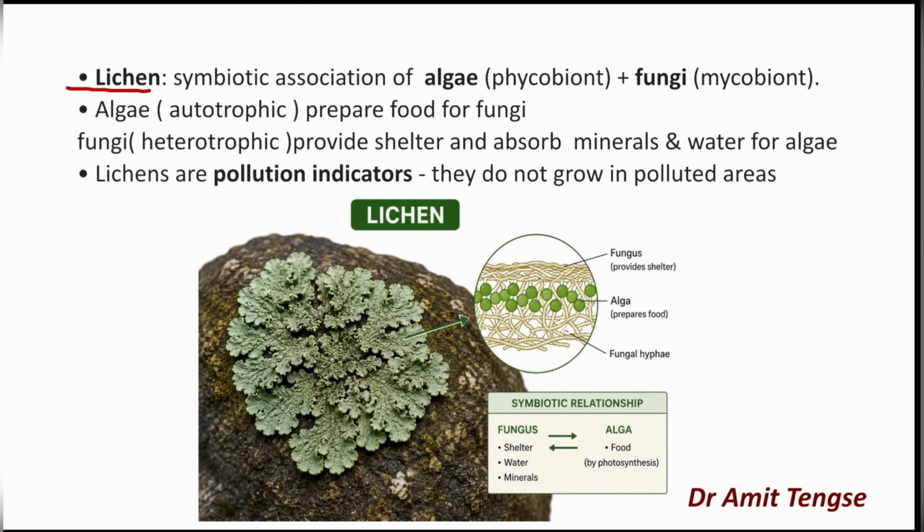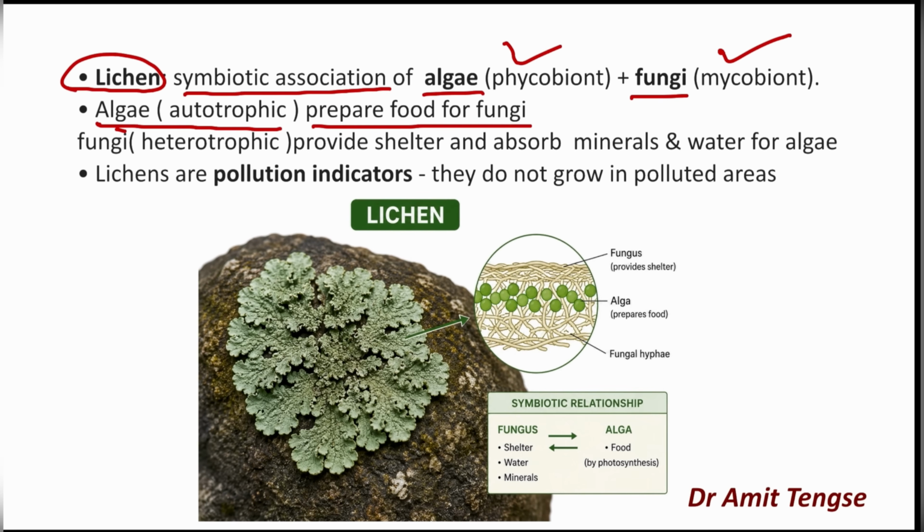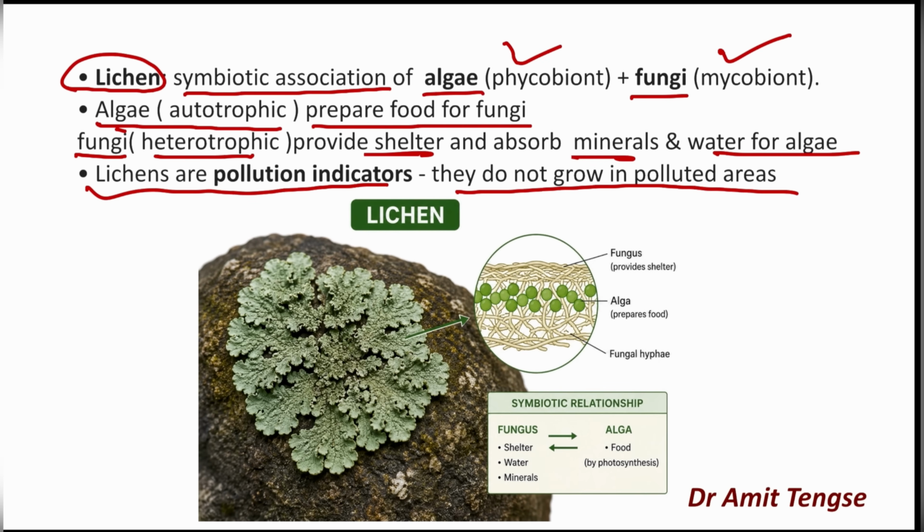The next group of organisms are lichens. Lichens are a symbiotic association of algae and fungi. Algae are called phycobiont and fungi are called mycobiont. Algae are autotrophic. They prepare food for fungi. So what do the fungi do for algae? Fungi are heterotrophic. They provide shelter and absorb minerals and water for the algae. Lichens are pollution indicators, that is, they do not grow in polluted areas. So you can see in the image, this is a lichen and it contains both fungus and algae. The fungus provides shelter and absorbs minerals and water, and the algae prepare the food.